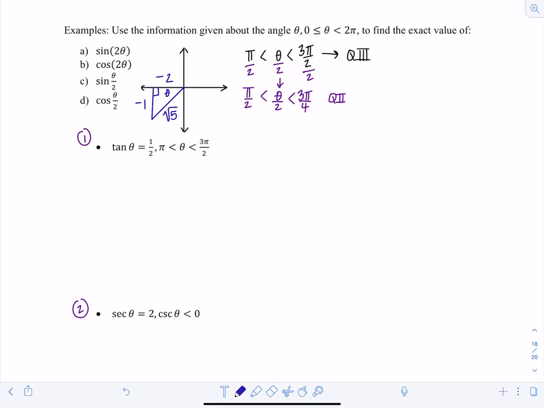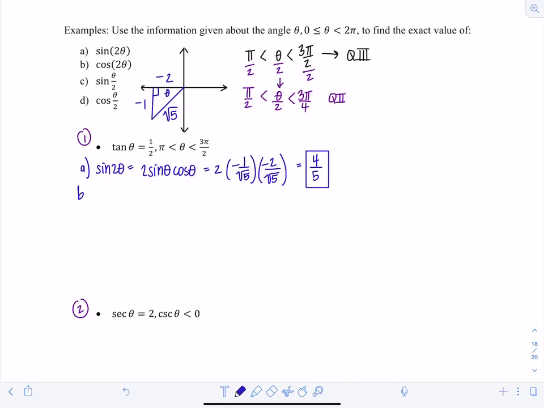All right, so the first thing we're going to compute is sine 2 theta. Well, that's 2 sine theta cosine theta, which means I have 2 times, well, sine of theta, that's going to be opposite over hypotenuse, so negative 1 over rad 5. Cosine is going to be negative 2 over rad 5. And then multiplying the numerators, I'm going to get positive 4 rad 5 times rad 5 is 5.